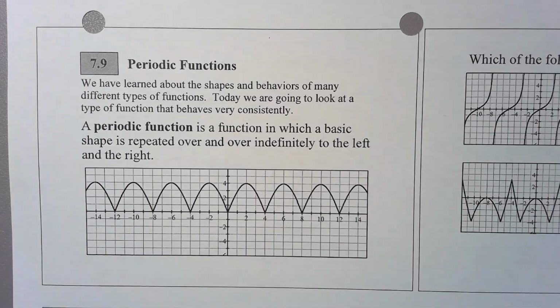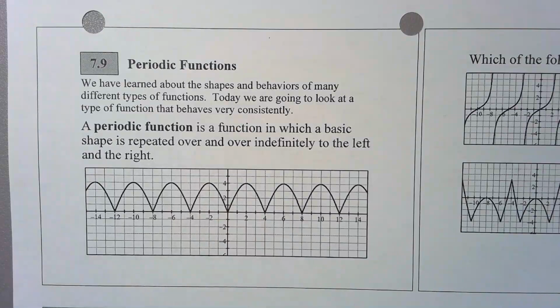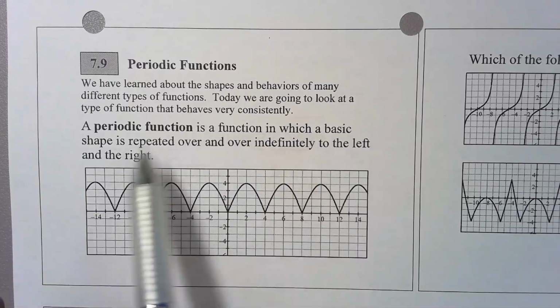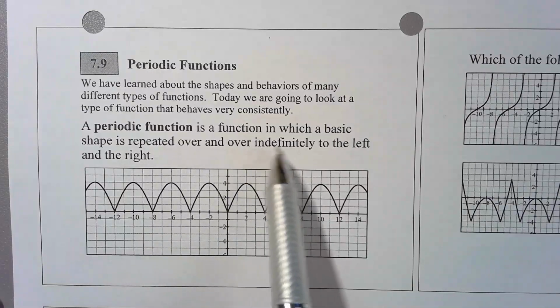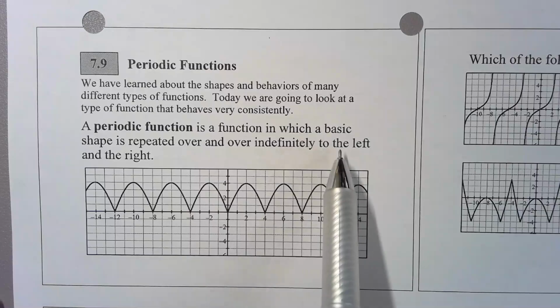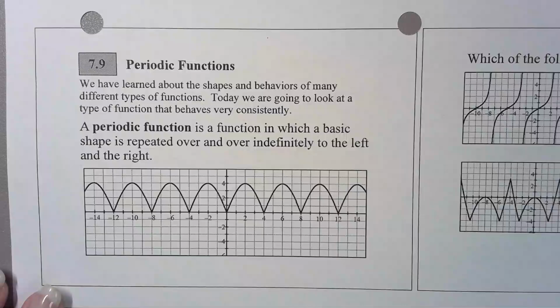Jump into the second half of chapter 7, we're going to start talking about a new type of function called a periodic function. And periodic functions are functions that I would say behave very consistently. In fact, the definition of a periodic function is a function in which a basic shape is repeated over and over indefinitely, meaning without end, to the left and the right.